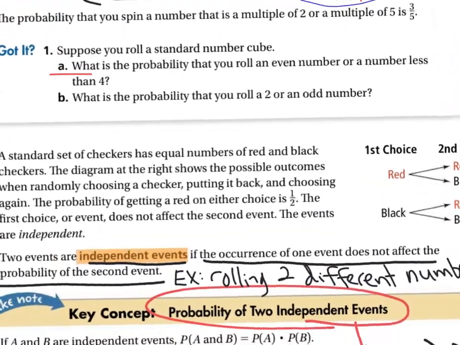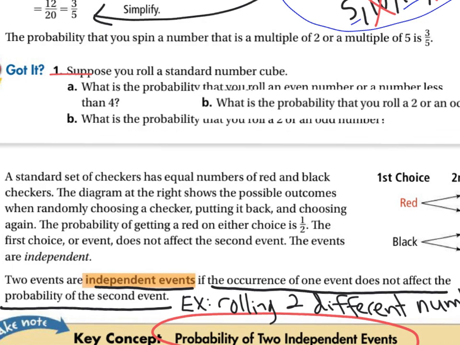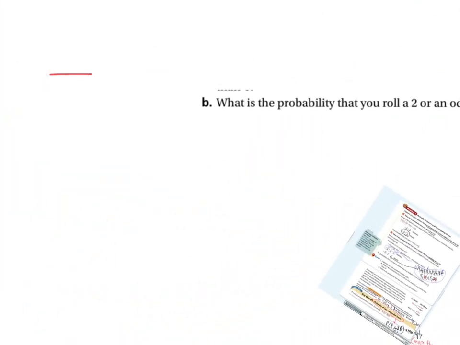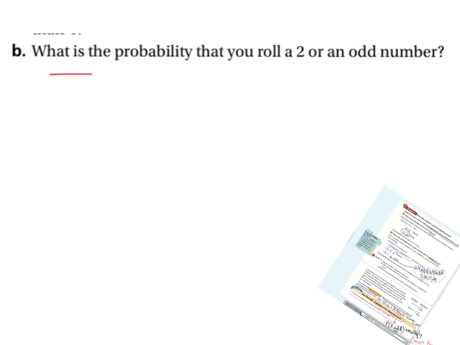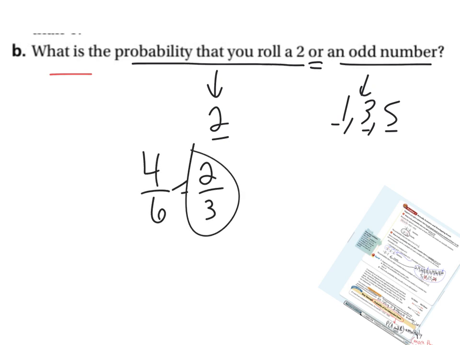So if we look at part B, they want us to find the probability of rolling a 2 or an odd number. So probability of a 2, our only option there is a 2. Odd numbers, we could have 1, 3, or 5. And so overall we've got 1, 2, 3, 4 out of 6 options. And we could reduce that down to 2/3.